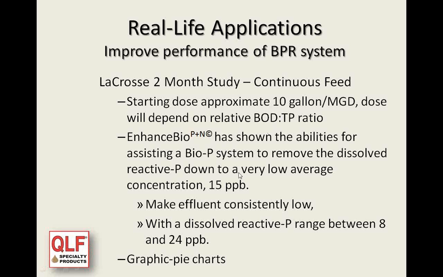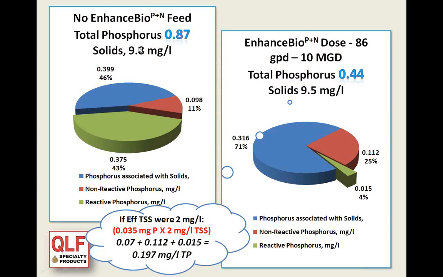EnhanceBioPND has, in this case, shown the ability to remove dissolved reactive P down to as low as 15 parts per billion. And in that 2-month study, it kept it at that rate very consistently. The range was 8 to 24 parts per billion during that time period. We sampled 3 days a week during the study.